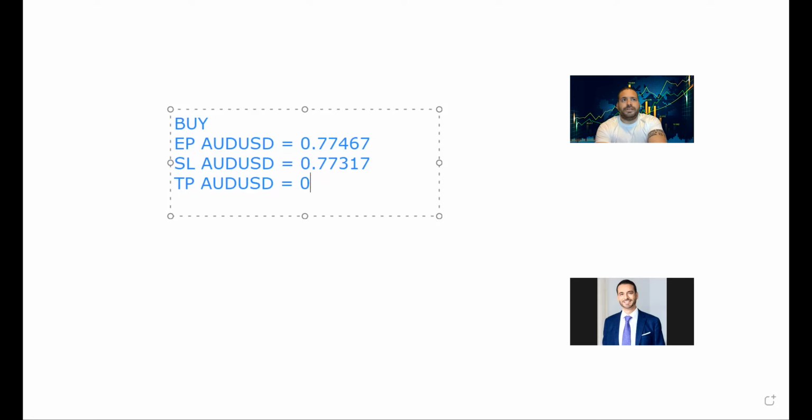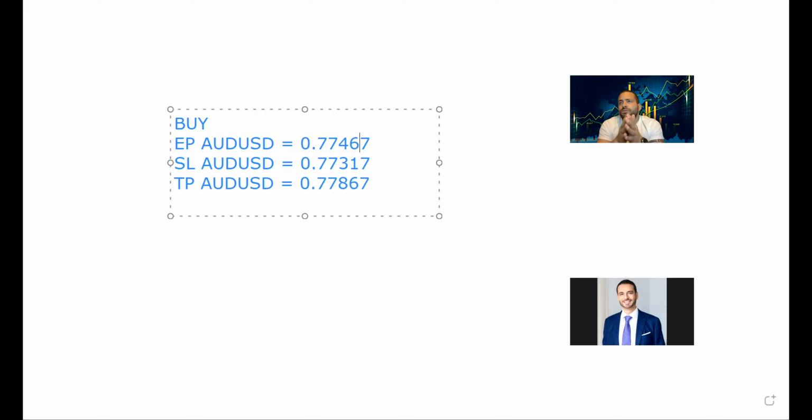Correct. 7786, and to be precise, that extra 7. Good. 77867. That's it. So all we're doing is we're adding to the entry for our take profit since we're buying, and we're subtracting from our entry for the stop loss also if we're buying.